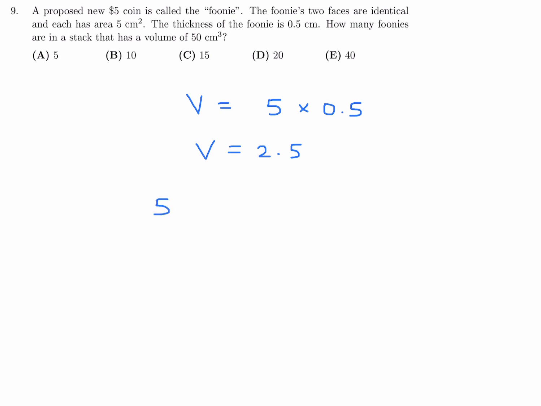So they're saying if you have a stack that is 50 centimeters cubed, how many of those coins are in that stack? Well, you'd have to divide by the individual volume. So 50 divided by 2.5 will give you the number of coins. And that will be 20. So there's 20 coins in that stack. Number 9, the answer is D.